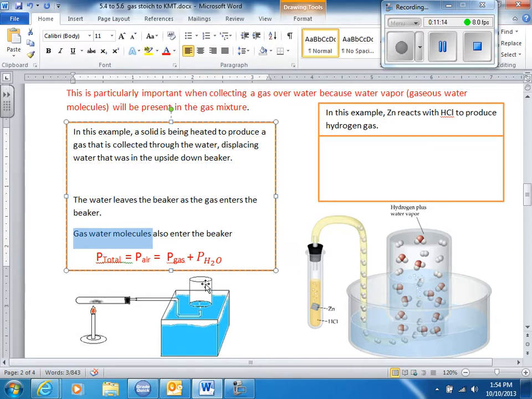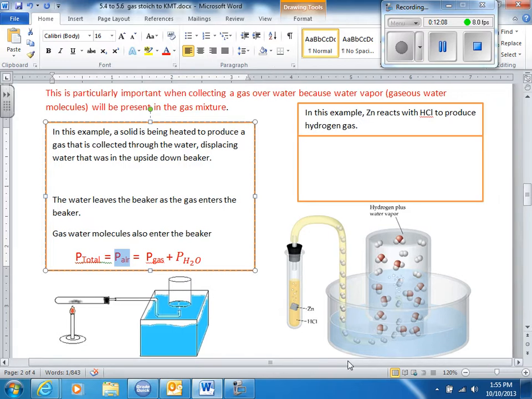So the total pressure in this gas area is the gas plus the water pressure. So the partial pressure of the gas plus the partial pressure of the water, which we look up. The P water, the vapor pressure of water, depends on temperature, and you're always given that number, or you're told where to look it up. Now, the total pressure in here is equal to the outside pressure, the air pressure, because you should notice the water level in the beaker and in this container are the same. Do you see how it's leveled out here? So when you level out the water between the upside down beaker and this big container of water, then you know that the air pressure outside is equal to the total gas pressure inside.